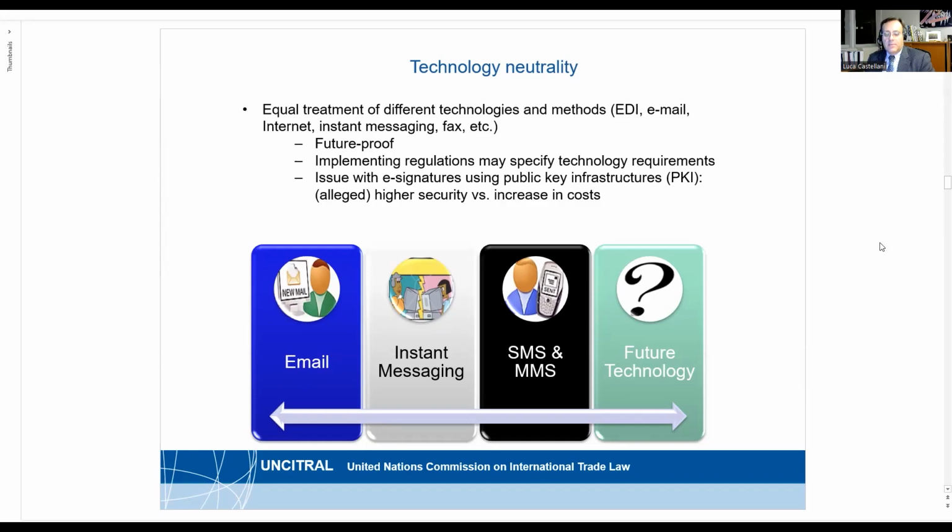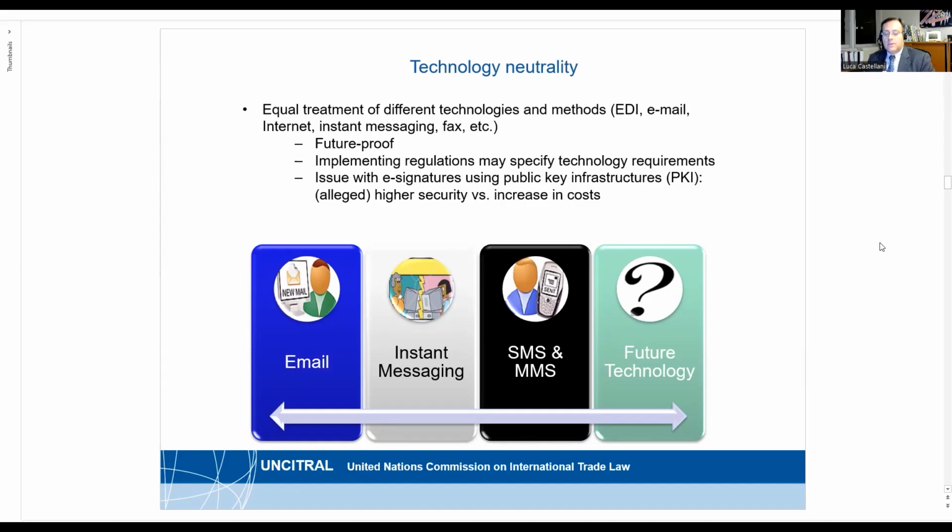In practice, it does happen that certain implementing regulations may get down to the detail of certain technology requirements, but this is always very, very dangerous. It can create also problems of data silos. It can create problems of being captured by certain products or certain vendors. So this can become really something that has to be handled with a lot of caution. The issue is particularly relevant when it comes to electronic signatures that use public key infrastructure, so PKI, which is based on encryption.